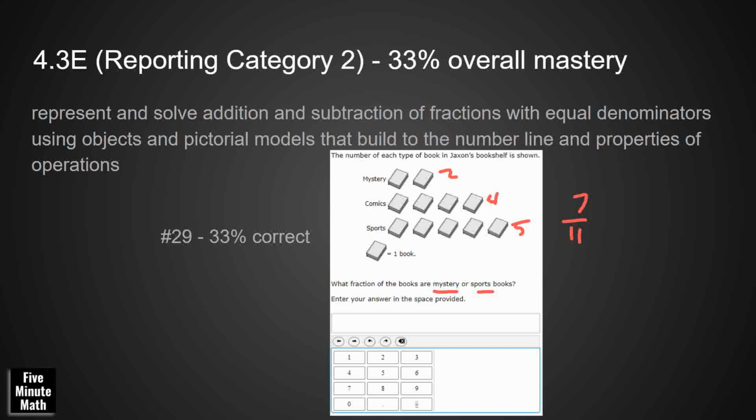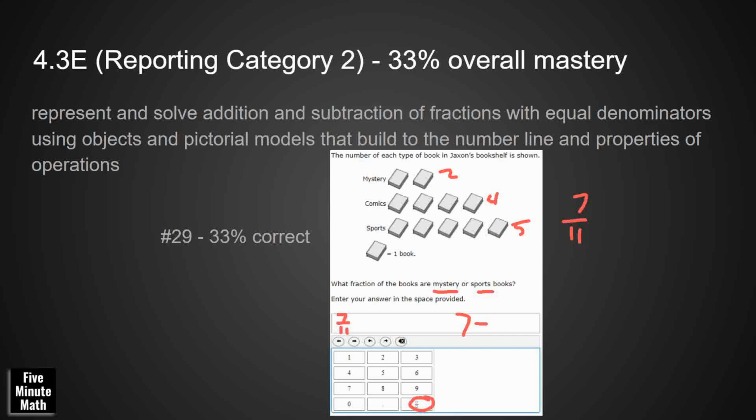But I think the most difficult thing about this is the actual equation editor on the STAAR test. You have to hit this fraction button first, and then it generates a fraction. Then you have to type in 7. Then you have to hit the denominator area, which is going to be a dark gray box. Then you have to type in the 11. If you type in the 7 first and then hit the fraction bar, it's going to think you're wanting to make a mixed number. So it's not that intuitive.